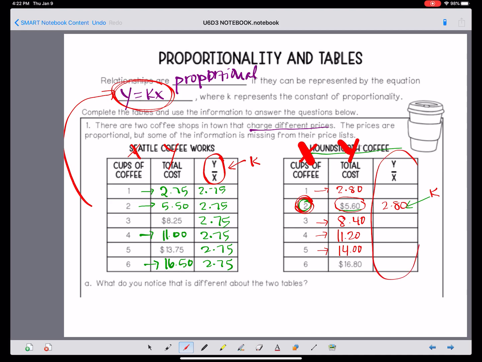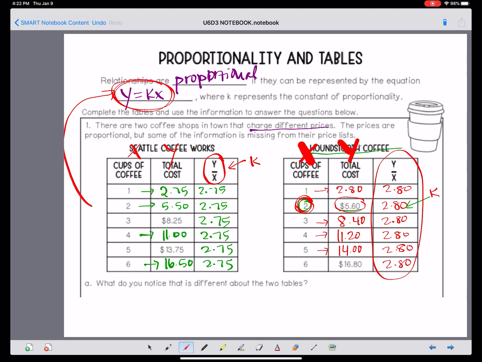Now we need to figure out the third column and see if there is a constant. So we'll take our y value and divide it by our x value on each one, and we'll see what we get. 2.80 divided by 1 gives us 2.80. 8.40 divided by 3 gives us 2.80. 11.20 divided by 4 gives us 2.80. Now it's important that you do the math all the way down because it won't always be this simple, the same constant all the way down.